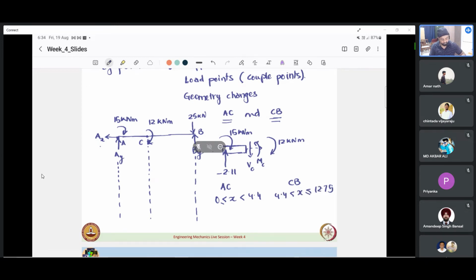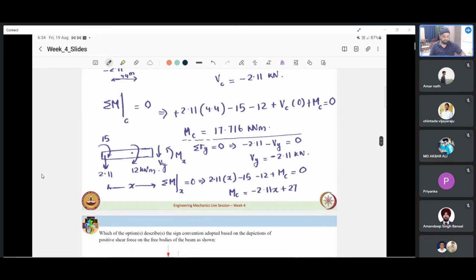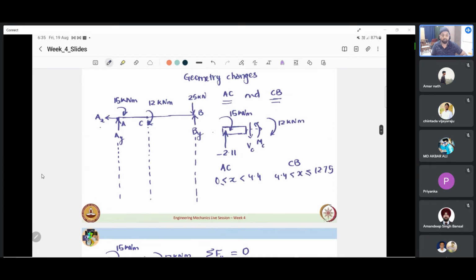So if we were to apply this at 4.4, what will be mc if x is equal to 4.4? We will get 17.716, which is the same as the moment we got from the analysis here also. And towards the end, if we apply minus 2.11 into 12.75 plus 27, it comes out to be 0. You might get some small value because we have rounded this off. This should actually be 2.11 followed by some numbers. So what this is telling us is at the hinge joint, moment should be 0.